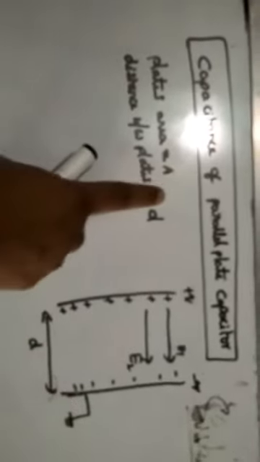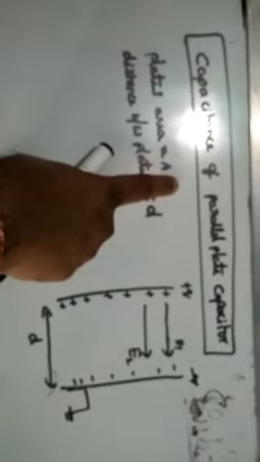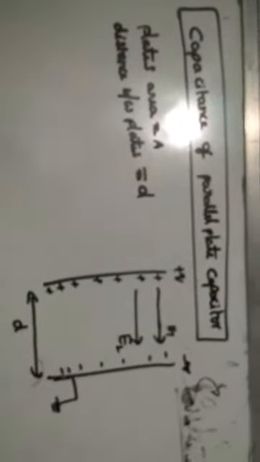Consider two capacitor plates, two parallel plates. Both have an area capital A. Area of each plate is capital A. Distance between the plates is D. Look at this. Charge on the first plate is plus Q. Charge on the second plate is minus Q. We know very well this type of concept, I explained it in the principle of capacitor.